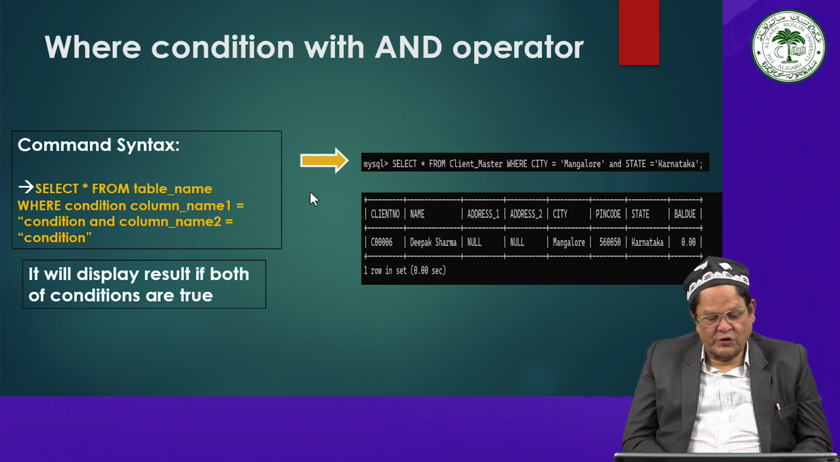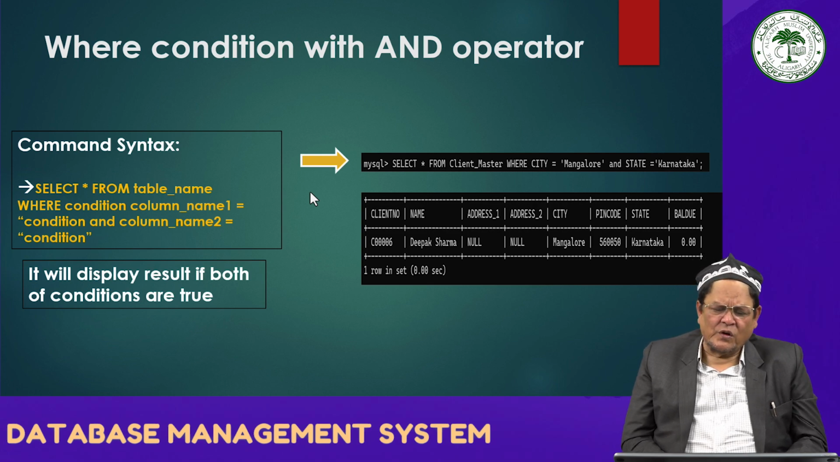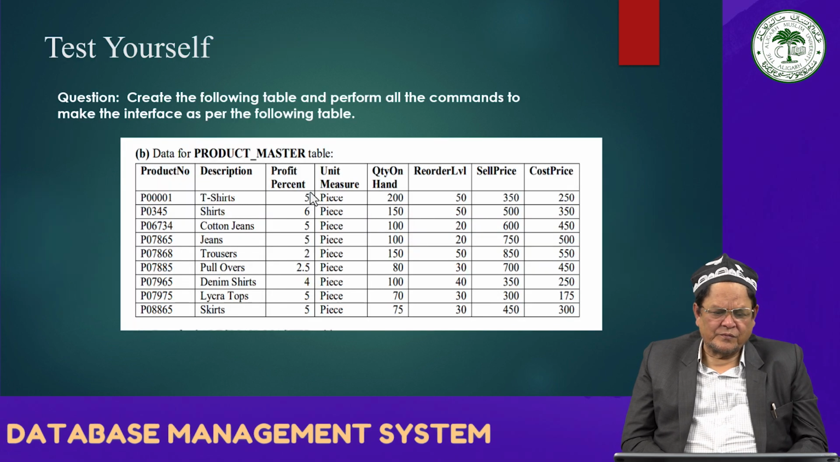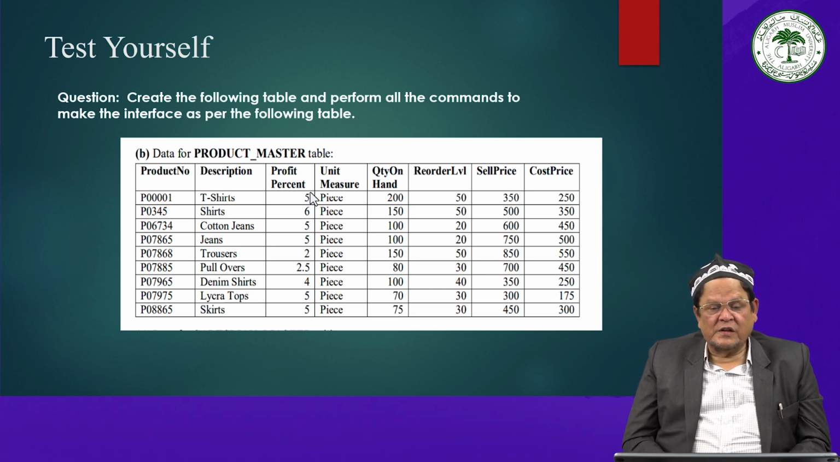You can use this query by giving different examples. You can also use select name, city and state, three columns, from client master where city is Bangalore and state Maharashtra, whatever. So depending on your requirement, you can select. This is what I have discussed in today's agenda.